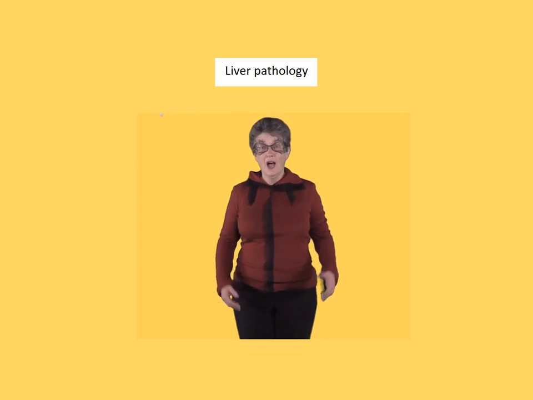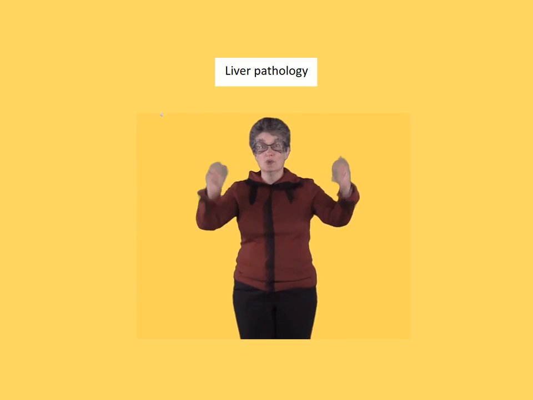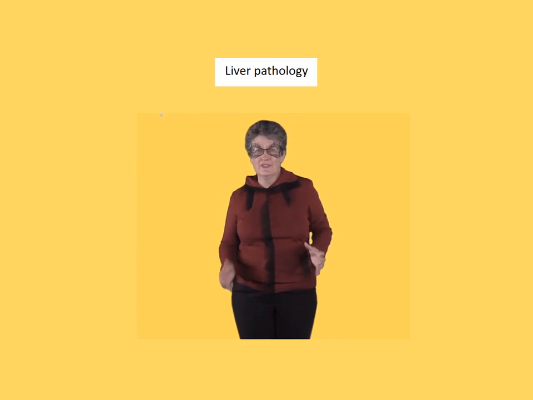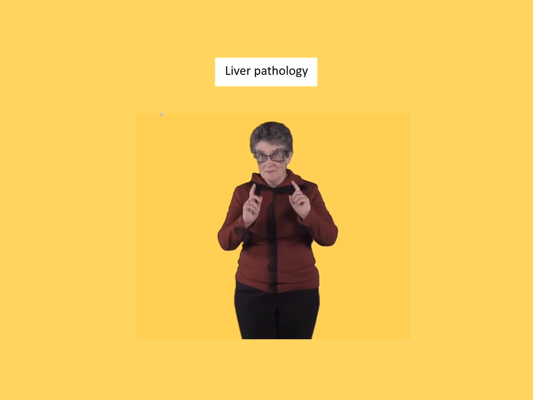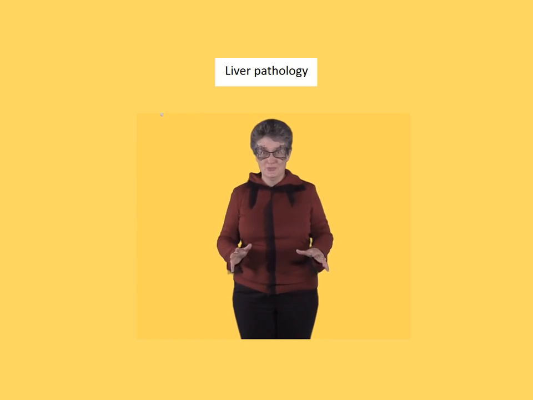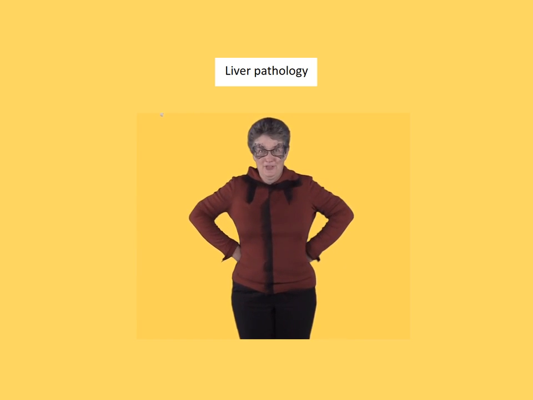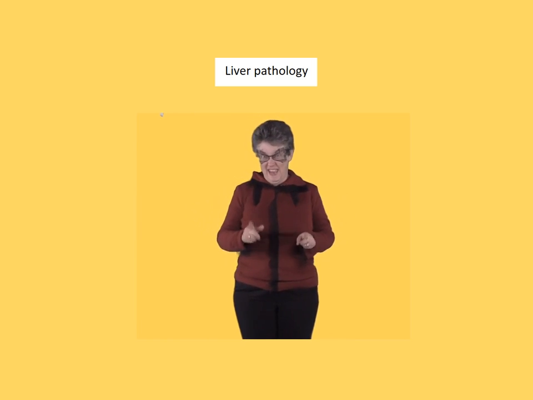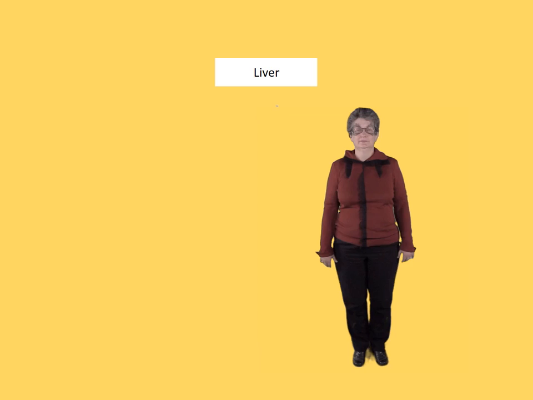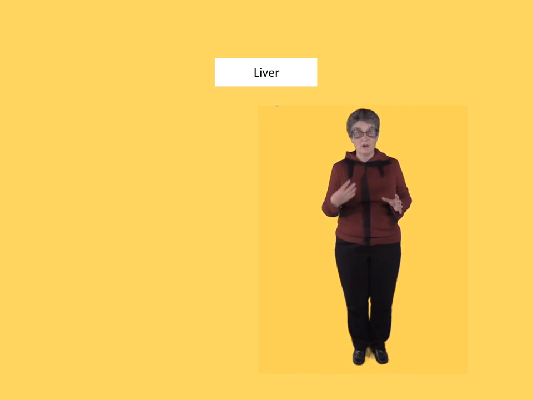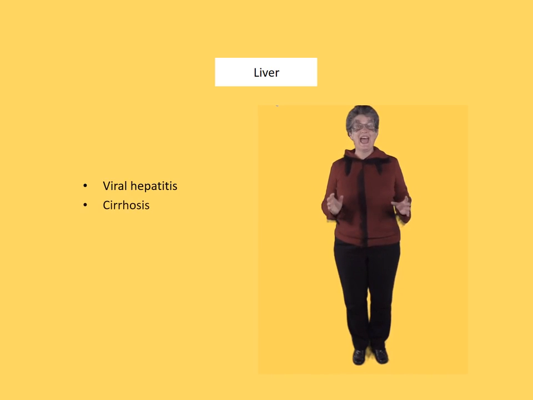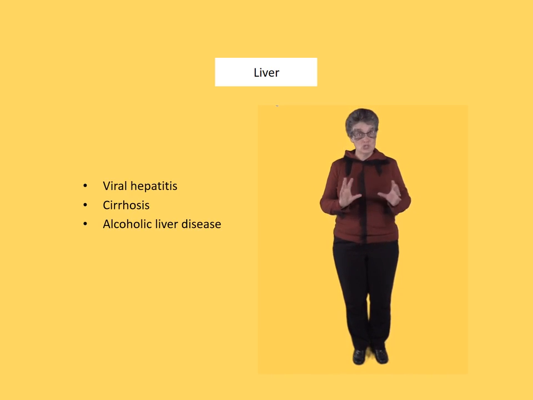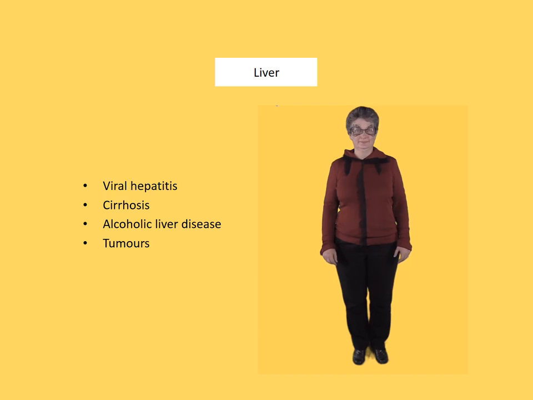Liver pathology. Oh, people get so turned off liver pathology. It's full of complicated enzymes. But with a few simple rules, you can become a pathology superhero, even with liver pathology. In this video, we're going to talk about viral hepatitis, cirrhosis, alcoholic liver disease, and tumours that occur in the liver.